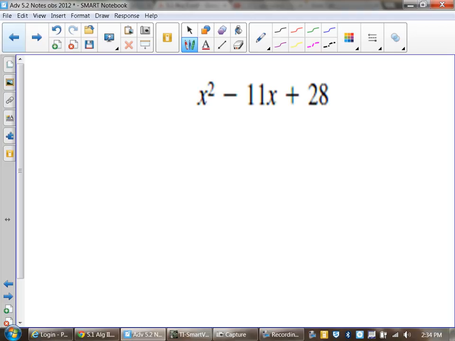What times what is positive 28 that you add together to get negative 11? Negative 7 and negative 4. Very good. Negative 7, negative 4. Do we all agree? You all right? Okay.